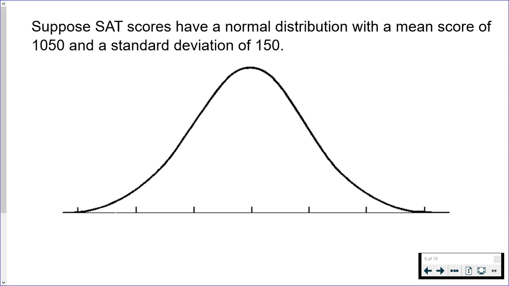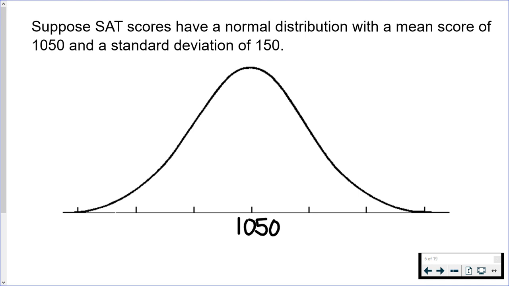So in this problem, we're told that SAT scores have a mean of 1,050 and a standard deviation of 150. Before I answer any follow-up questions about this, I want to fill out the normal curve. You always put your mean in the middle. So 1050 goes in the middle.